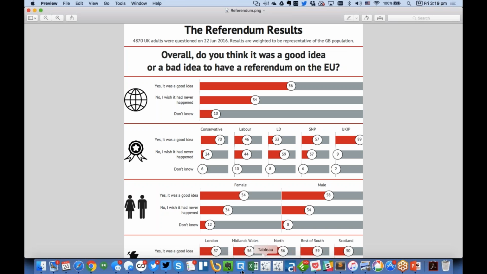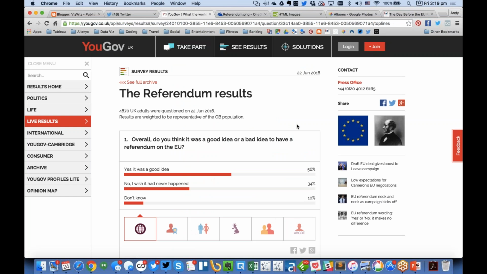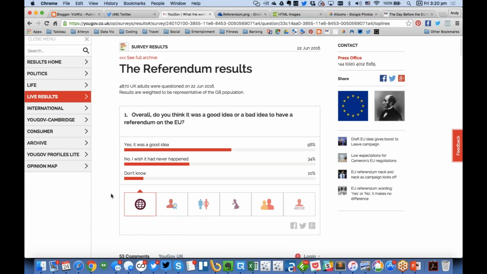Okay. So for mine, I found this poll on yougov.uk after a quick search. I was just looking for random Brexit polling data, and YouGov had this really interesting question they asked the day before the poll, on Wednesday the 22nd. They asked one question and then break it down by the different demographics. The question was, overall, do you think it's a good idea or a bad idea to have the referendum at all?